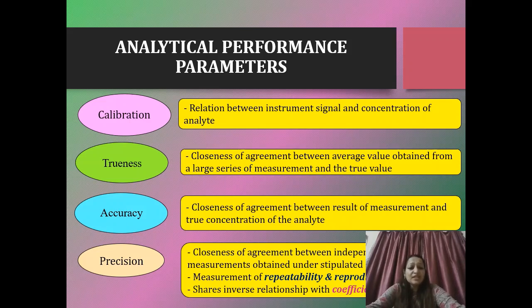Now, what is accuracy? Accuracy is closeness of agreement between a single result of measurement and the true concentration of the analyte. In this way, it differs slightly from the definition of trueness. And what is precision? Precision is nothing but a measurement of repeatability and reproducibility. It is actually the closeness of agreement between independent measurements obtained under stipulated conditions. And this precision, we say, shares an inverse relationship with the coefficient of variance, which we will come to later.